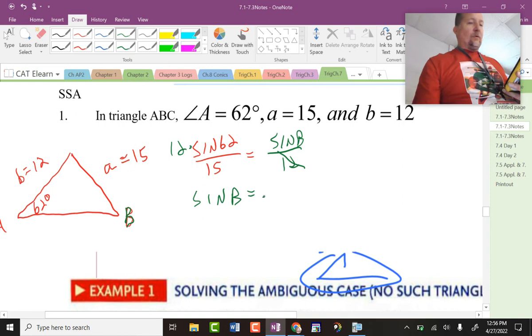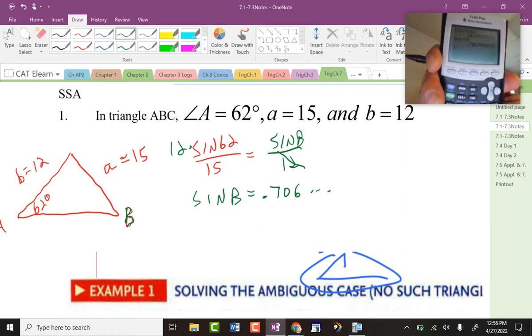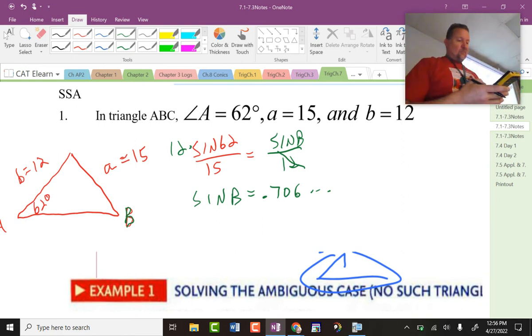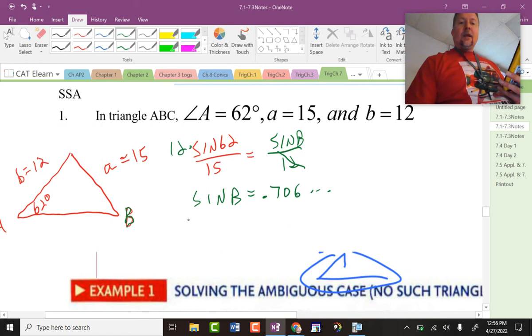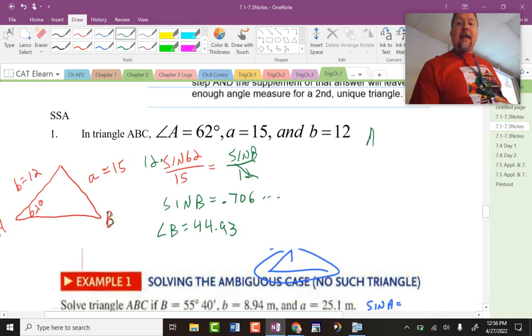Sine of B equals 0.706... So hopefully I did everything right. 1612. Okay. And then I have to inverse sine that. So I typed all that in. Get a little glare from my screen. And then second sine that. And you feel free to play along so you can get your own answers as well. And I get angle B equals 44.93. Okay, now wait. I have at least one triangle. What I should have put up here is ASS, special case.